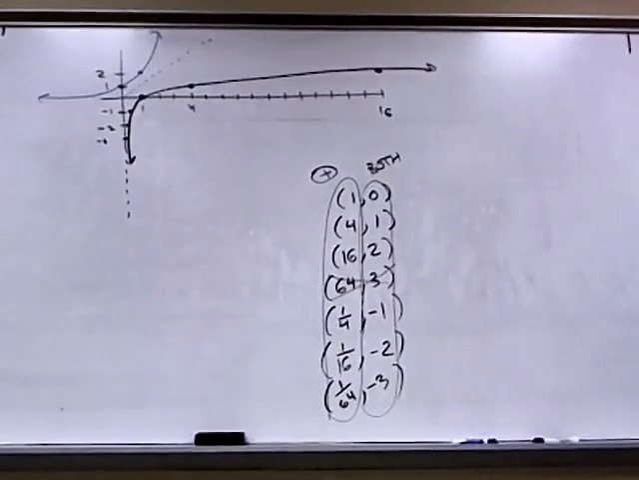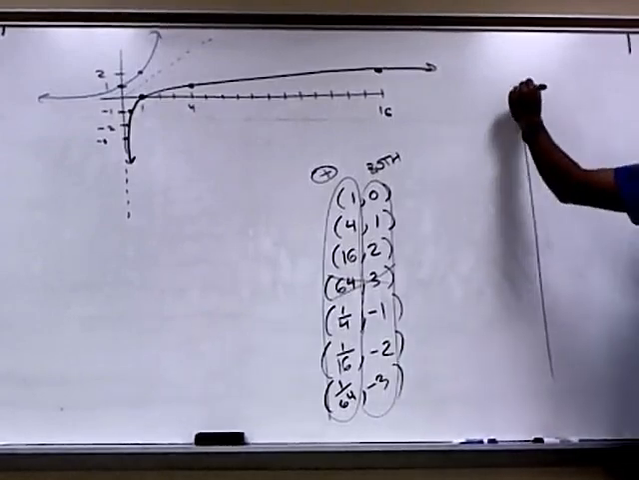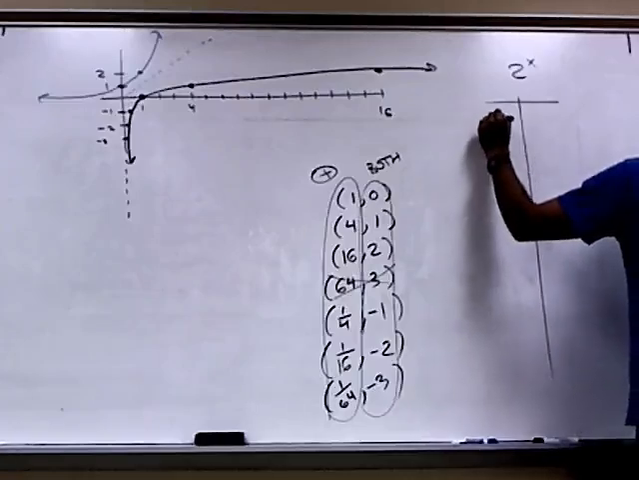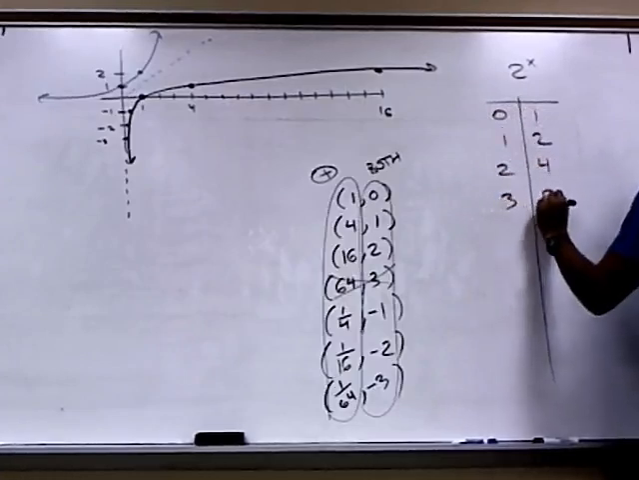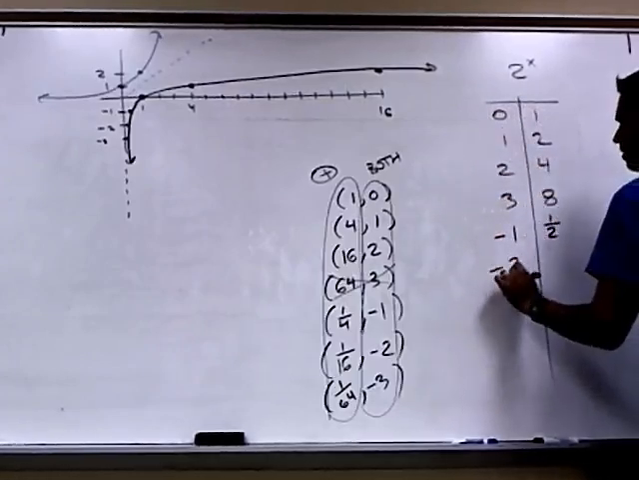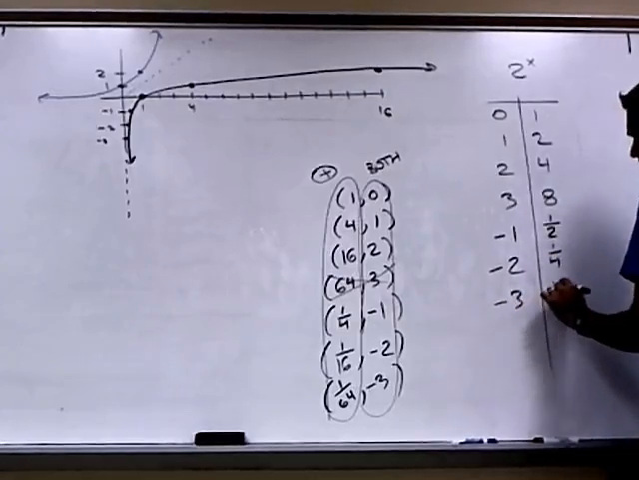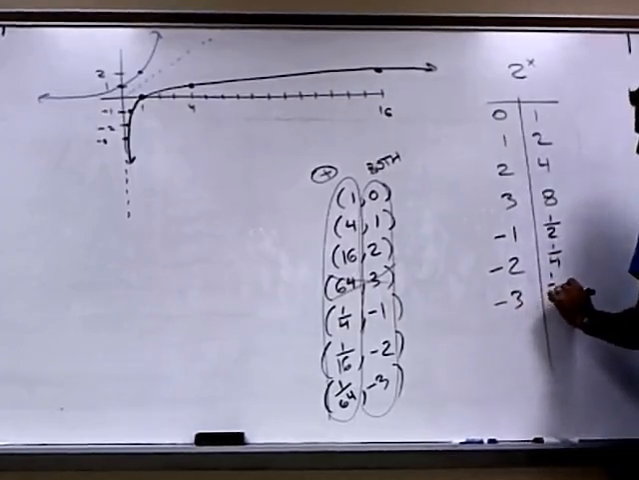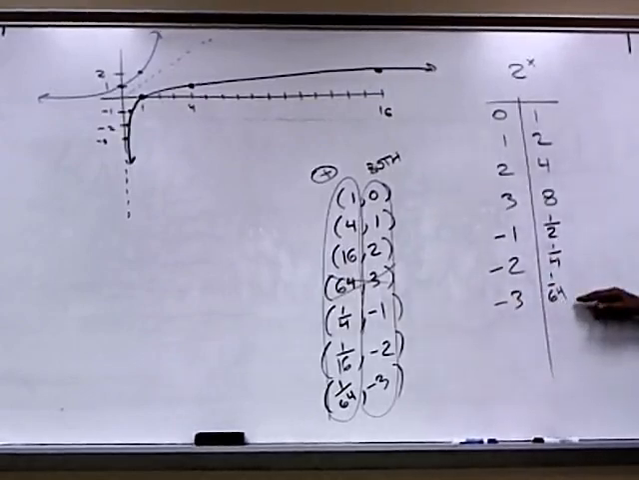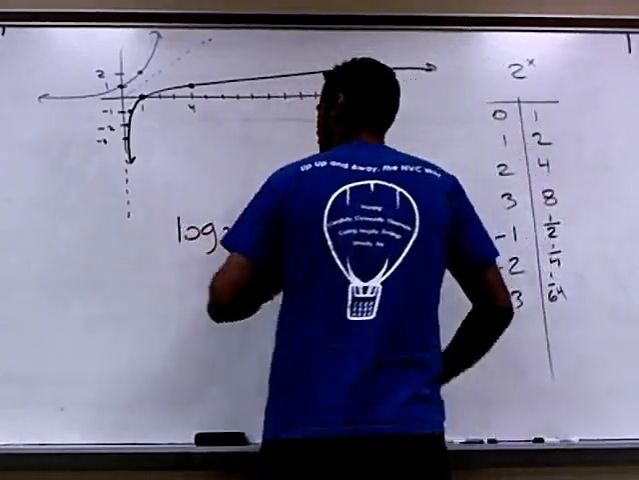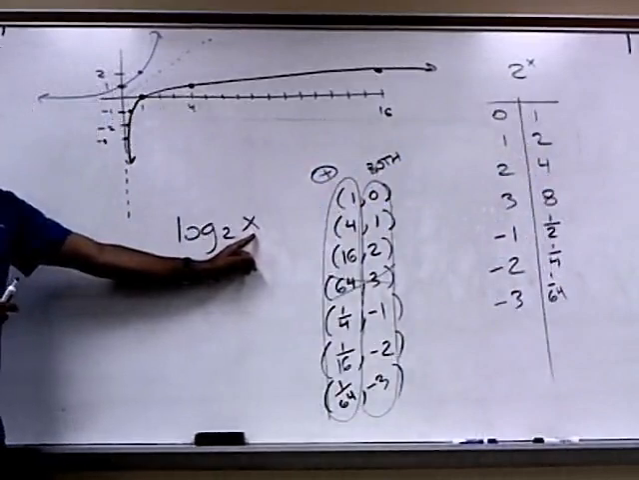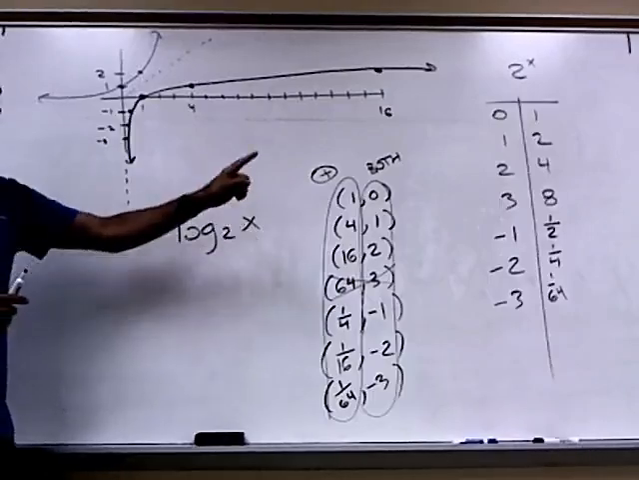So now let me get back to something that I kind of waved my hands at. This was 2 to the x. We made a t-table. 0 gave us 1, 1 gave us 2, 2 gave us 4, 3 gave us 8, -1 gave us 1/2, -2 gave us 1/4, -3 gave us 1/8, right? That's what we had done? I had told you that when you have log base 2 of x, you cannot plug 0 in here, right? I also said you can't plug a negative number in here. Do you see why from this table?